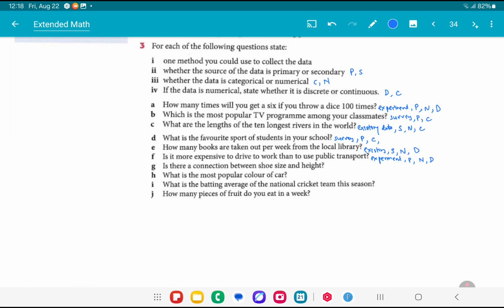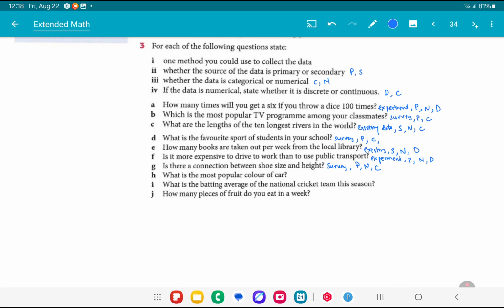Is there a connection between shoe size and height? For question G, we will ask people about their shoe size and height. So this one we will use a survey and maybe a primary data. And the value is a numerical data, and the value will be given in interval. So this one is continuous.